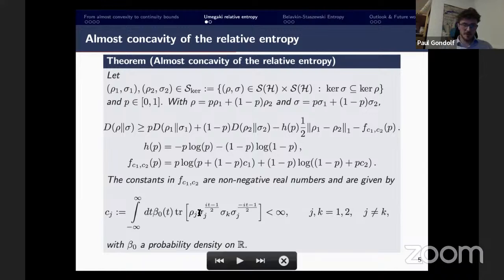What can already be seen from this representation of the constants is that this function has really this nice reduction property, because if you take, for example, sigma j to be sigma k, then we end up with just a trace of rho j here. So this evaluates to 1. Beta 0 is a probability density on R, which means Cj becomes 1, and then the function f becomes 0 for all p. So if C1 and C2 are 1, then the whole function vanishes. This also happens if we require that sigma k is the conditioned rho k, and sigma j is the conditioned rho j, as in the case of the conditional entropy, for example. So this is really a well-behaved remainder function.